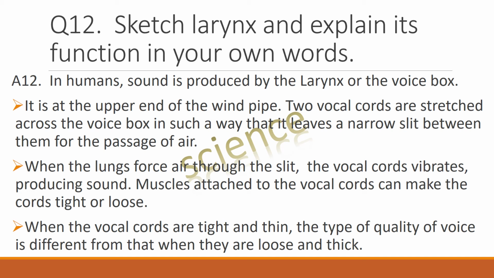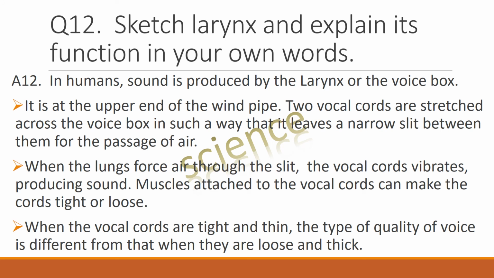air. ये दो वोकल कॉर्ड्स के बीच में एक नैरो स्लिट होता है जो हवा के आने जाने के लिए होता है। When the lungs force air through the slit, जब lungs force करते हैं एयर इस स्लिट के थ्रू, the vocal cords vibrate producing sound, और vocal cords जो है वो वाइब्रेट करते हैं producing sound. Muscles attached to the vocal cords can make the cords tight or loose. Muscles जो vocal cords के साथ attach हैं वो cords को tight और loose करते हैं.